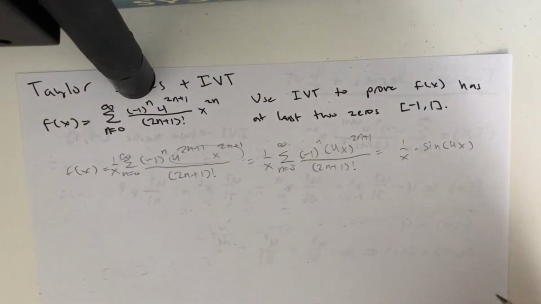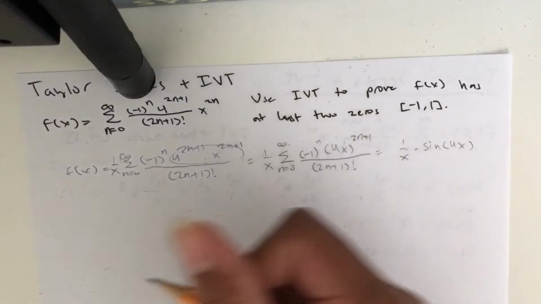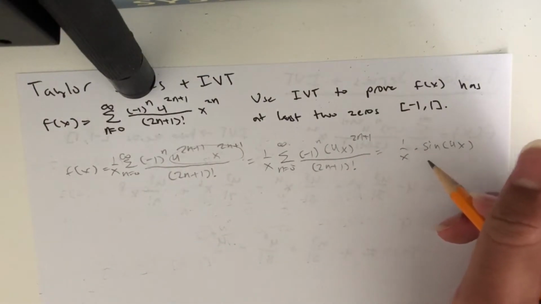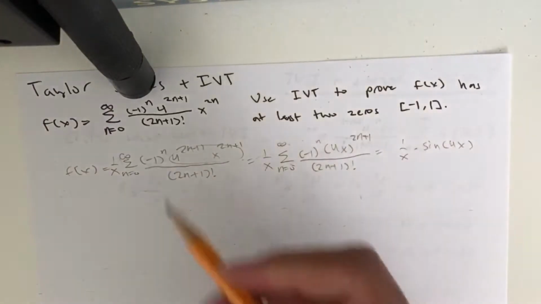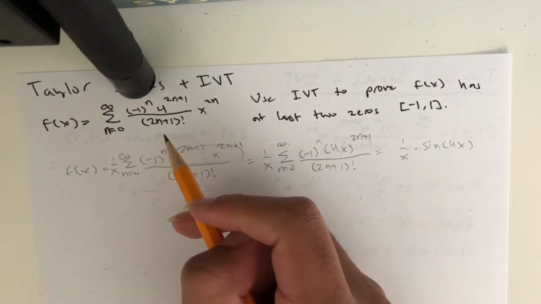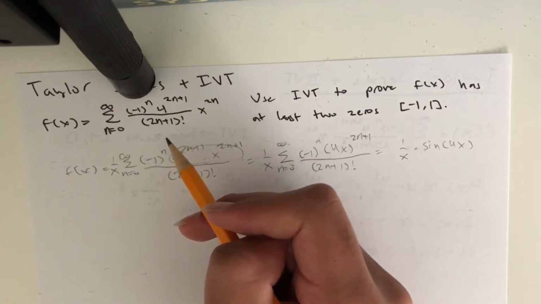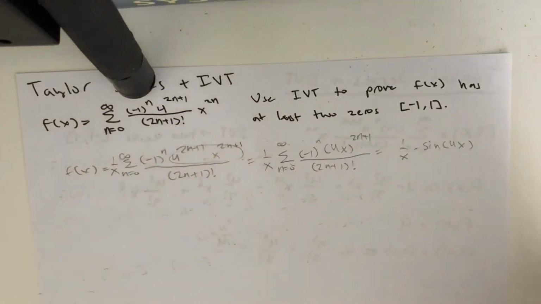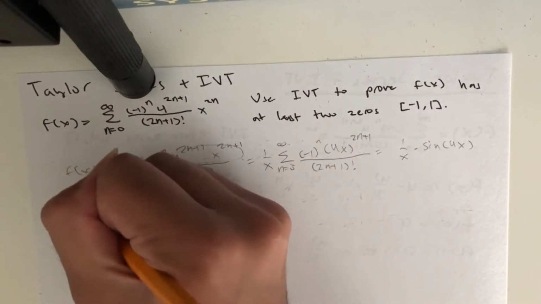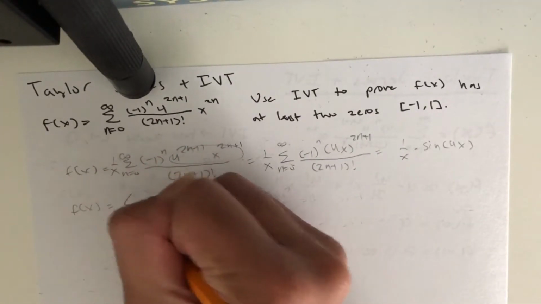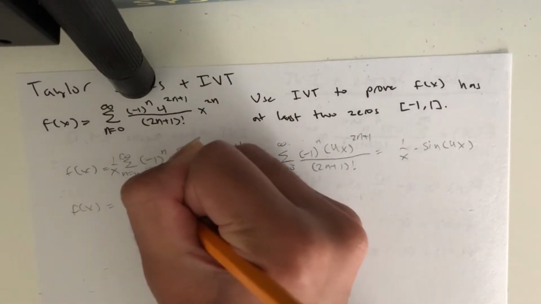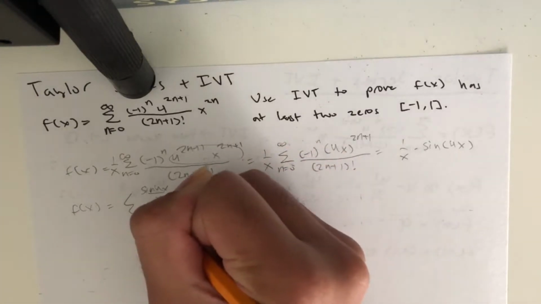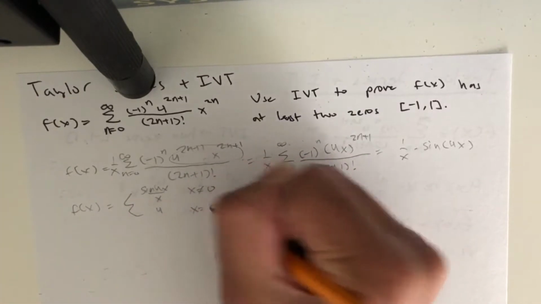However, one common mistake would be to just leave this as f of x. We have to recognize that this has a discontinuity at x equals 0, but this summation is continuous at x equals 0. If you remember from the previous method, we found f of 0 equals 4 directly from this series. So we have to define f of x as a piecewise function, such that it is sine 4x over x when x doesn't equal 0, and it is 4 when x equals 0.